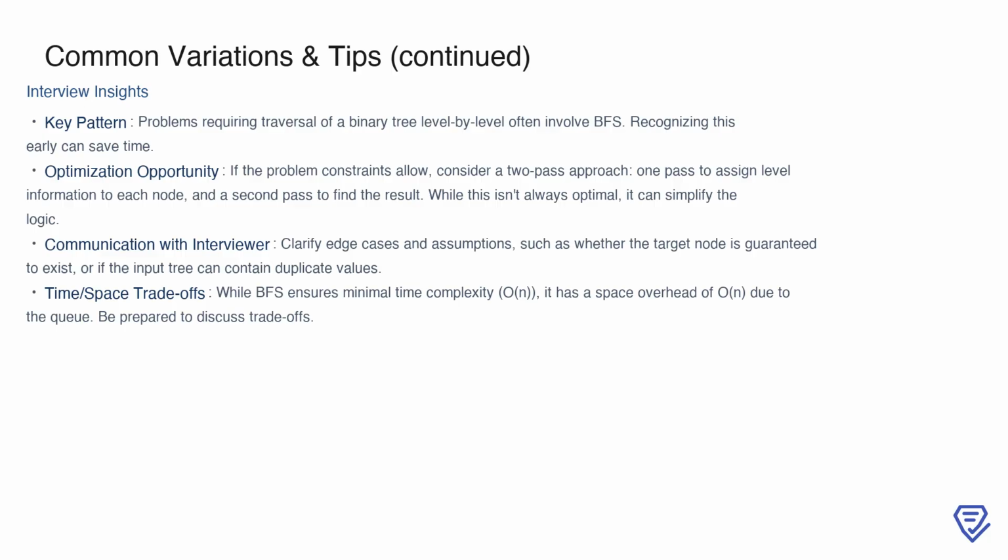While this approach isn't always the most efficient, it can simplify your logic, making it easier to reason about. Clear communication with your interviewer is also crucial. For example, clarify assumptions such as whether the target node is guaranteed to exist or whether the tree might contain duplicate values. Finally, be prepared to discuss trade-offs between time and space complexity. BFS has an optimal time complexity of O(n), but the space overhead of the queue can also reach O(n) in the worst case. Understanding and articulating these trade-offs shows a strong grasp of the solution.